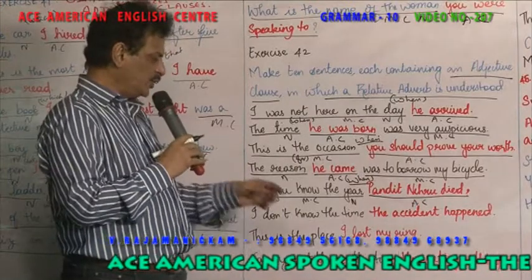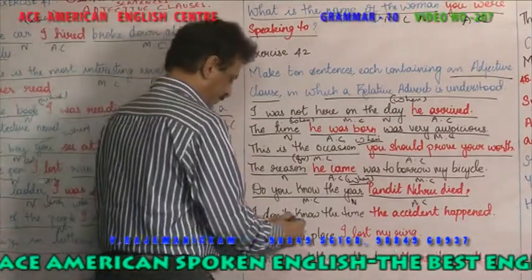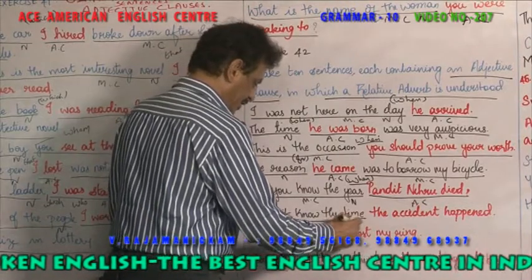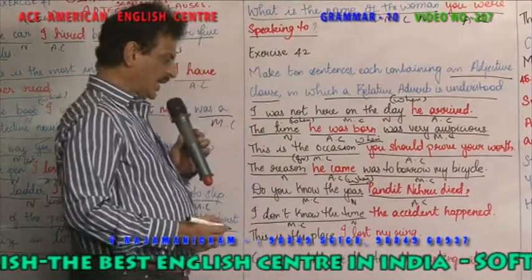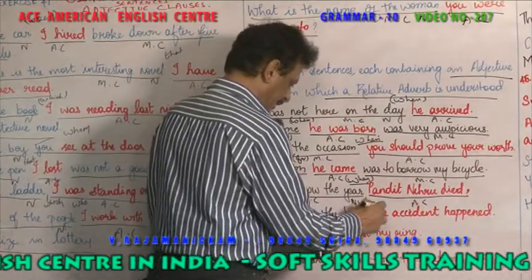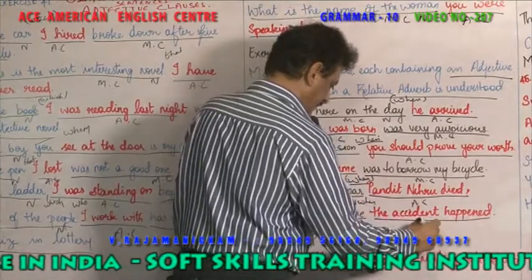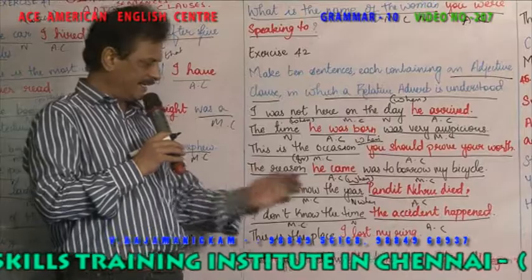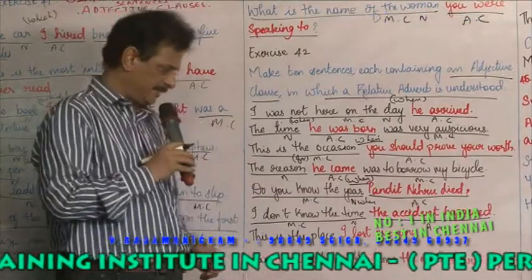I don't know the time. It is the main clause, and the time is the noun. Which time? When the accident happened. So when is hidden here. When the accident happened is the adjective clause. It qualifies the noun time. So the relative adverb when is hidden here.